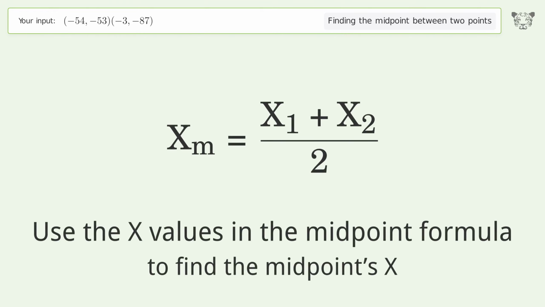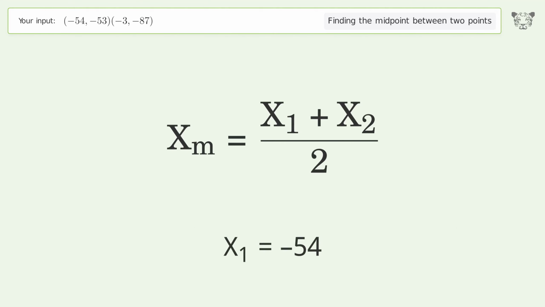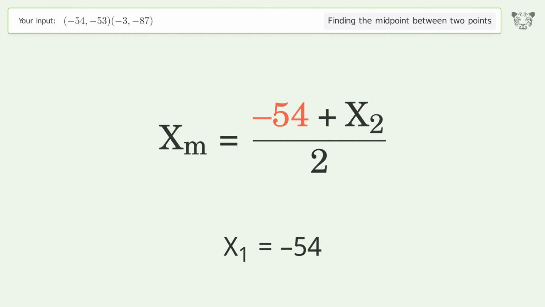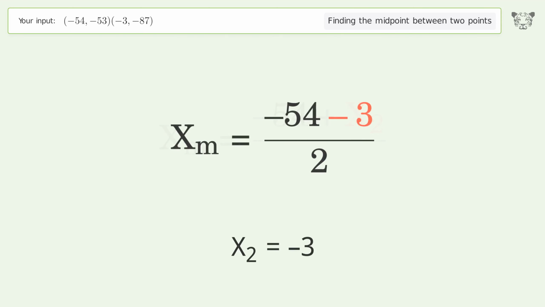Use the x values in the midpoint formula to find the midpoint's x. x1 equals -54. x2 equals -3. Simplify the arithmetic.